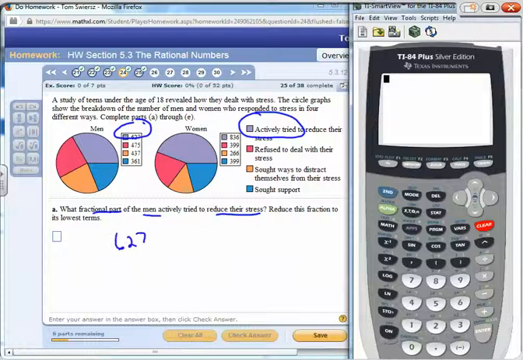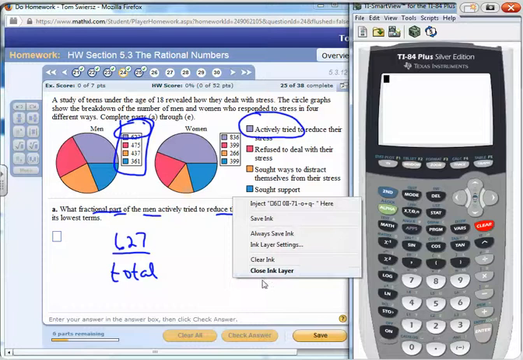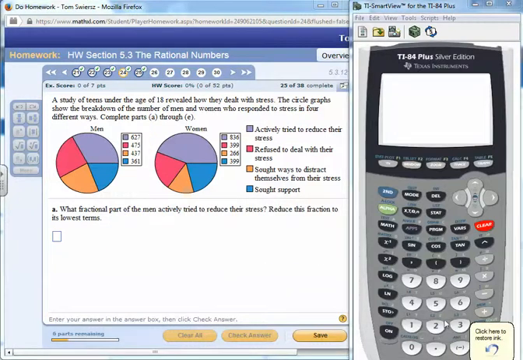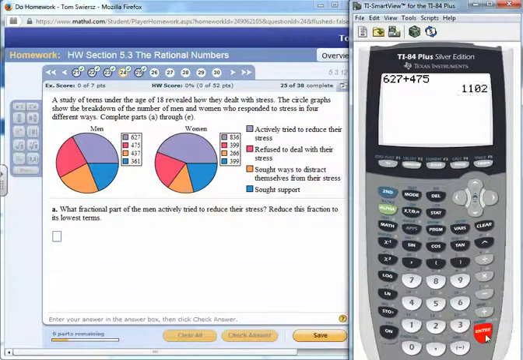So it's 627 out of the total, which we get by adding all 4 of these numbers: 627, 475, 437, and 361. We'll take 627 divided by the total, and that will give us the fractional part. With big numbers, we can use our calculator. We have to get the total first, because that's the denominator of the fraction. So 627 plus 475 plus 437 plus 361 gives us 1900.